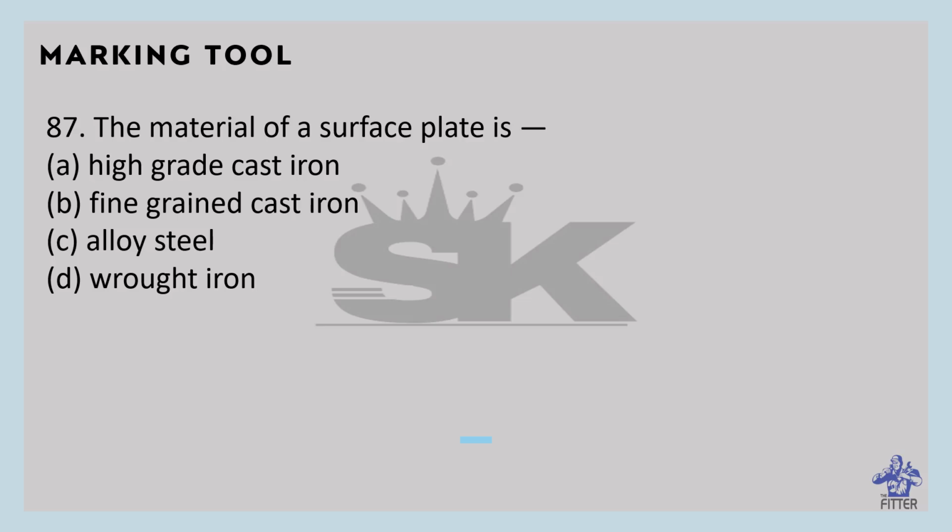Option B. And a few more are there, right? Granite or glass. A surface plate is generally square or rectangular in shape. The upper surface and sides of the surface plate are accurately finished by scraping.